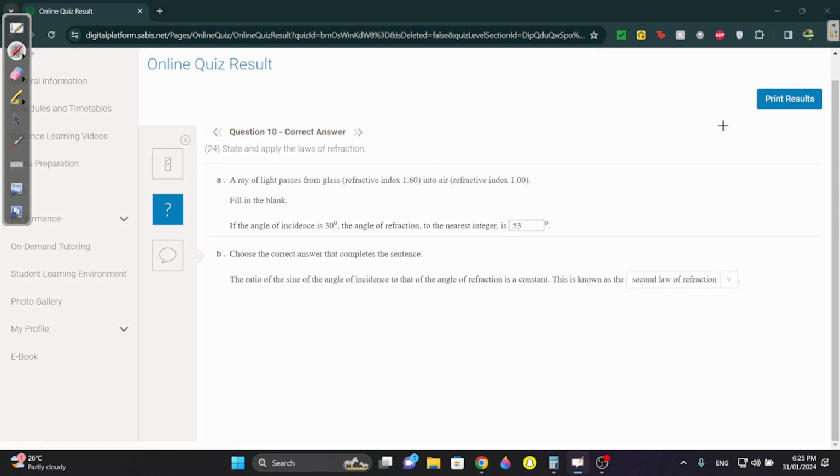Okay, I'm going to go through these a bit quicker because it's old material. A ray of light passes from glass, okay, into air. The n of glass is 1.6 and the n of air is 1. If the angle of incidence is 30, what is the angle of refraction? If they're asking for angles, obviously we always use ni sine i equals nr sine r. Okay, ni will be the incident. Since we're going from glass, incident means the one you're starting at.